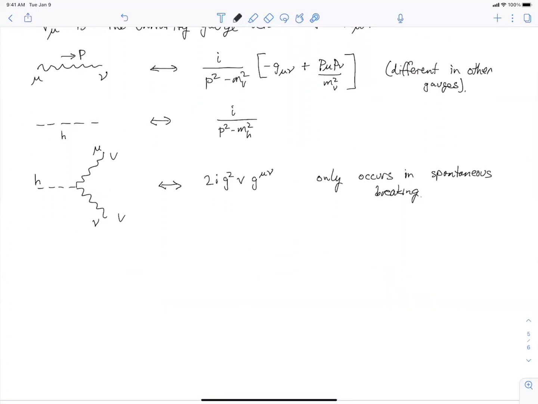There is similarly a Feynman rule that has two H's. In the real world, this one's very hard to see. Okay, and this one looks like 2i g squared v squared g mu nu.